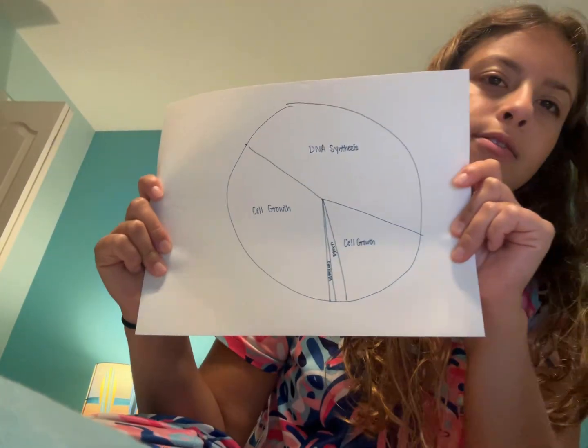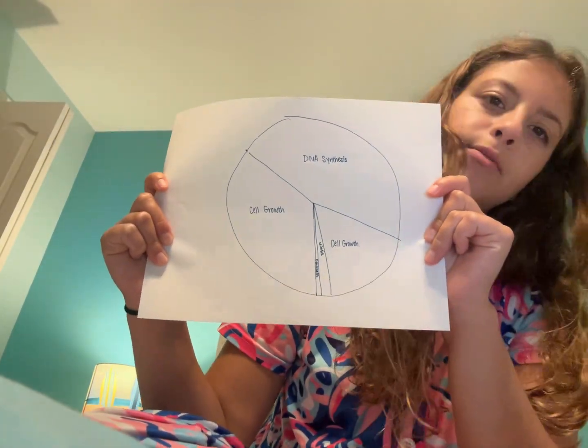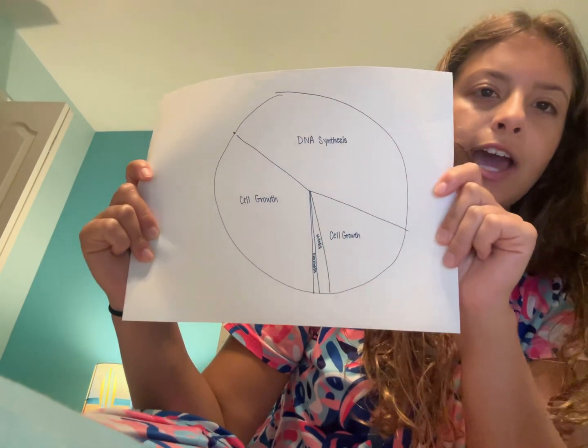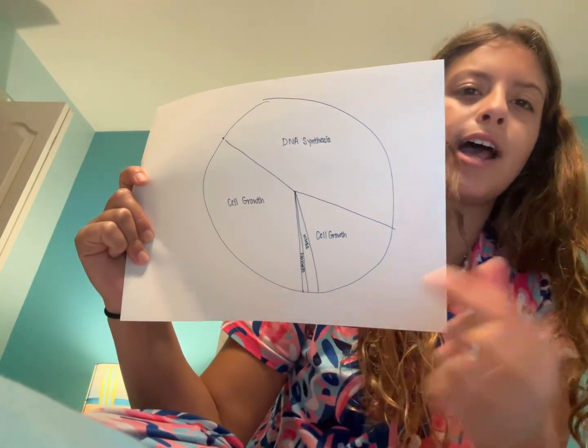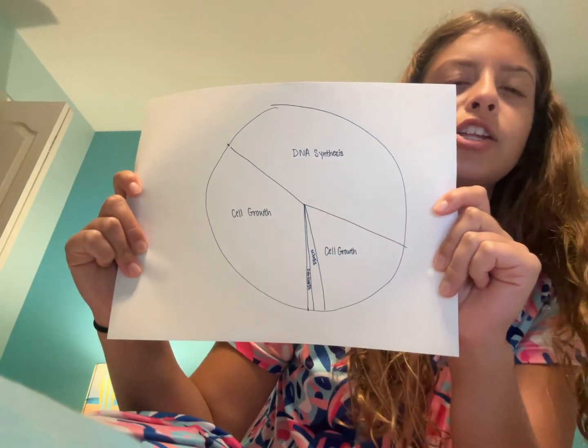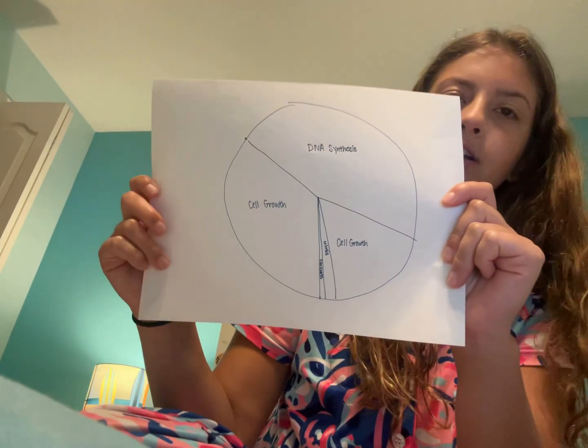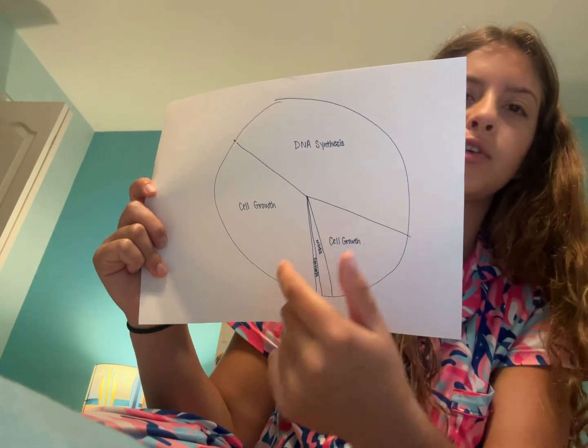So, cell division is put into two different categories. So this is interphase, and this is mitosis. Mitosis, where the cell actually divides, is just a tiny sliver. Interphase, where the cell prepares for division, is where the cell will live for most of its lifetime.